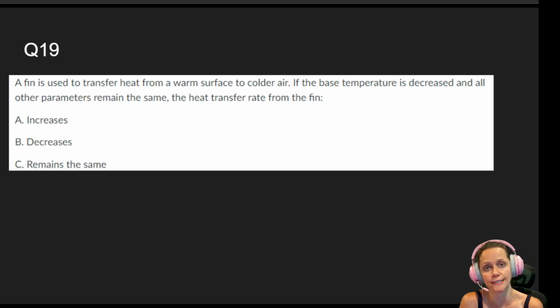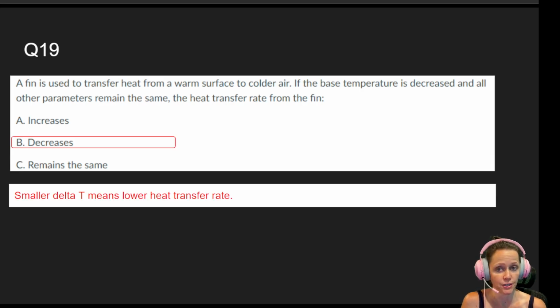All right, question 19. So this is on fins. A fin is used to transfer heat from a warm surface to colder air. If the base temperature is decreased and all the other parameters remain the same, the heat transfer rate from the fin. And the answer here is it decreases. So very simply, a smaller delta T just means that you have a lower heat transfer rate, right?